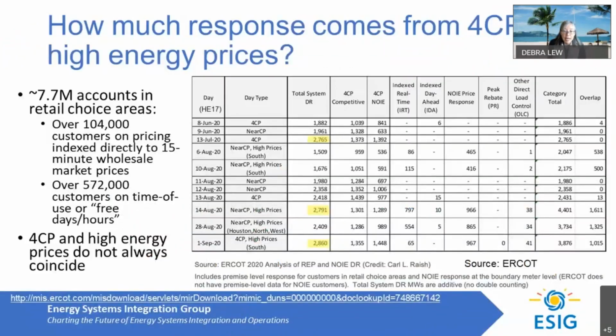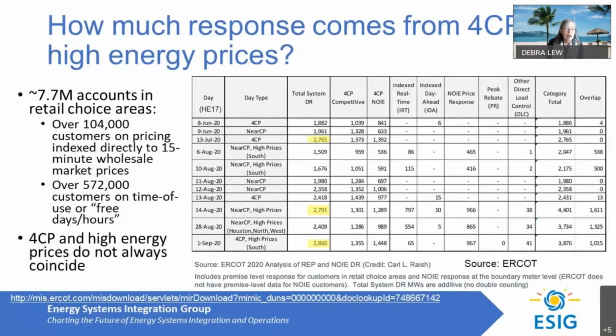So one of the things that you might be asking is, what about high energy prices? All those retail customers, for example, aren't folks reducing demand due to high energy prices also? So ERCOT tries to disaggregate that as well. And that data is shown here, which I realize is a little bit hard to read, but essentially there's 7.7 million accounts in retail choice areas. And they've got about 100,000 customers that are on pricing that's indexed to wholesale market prices. And then they've got about 500, 600,000 customers that are on some kind of time varying rate. So like a time of use, or you've probably heard of the Texas free nights and weekends kinds of plans.